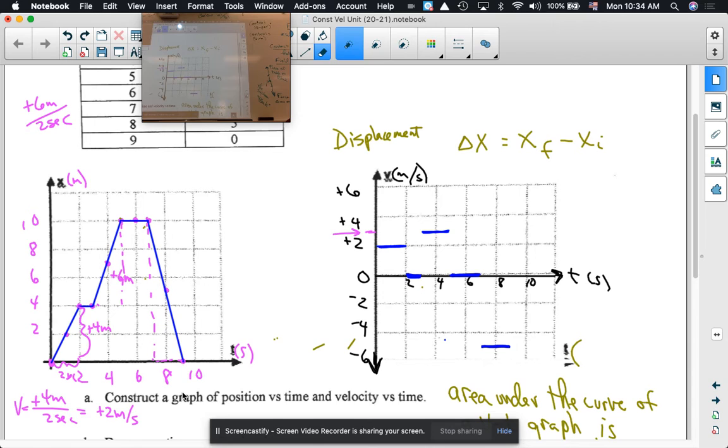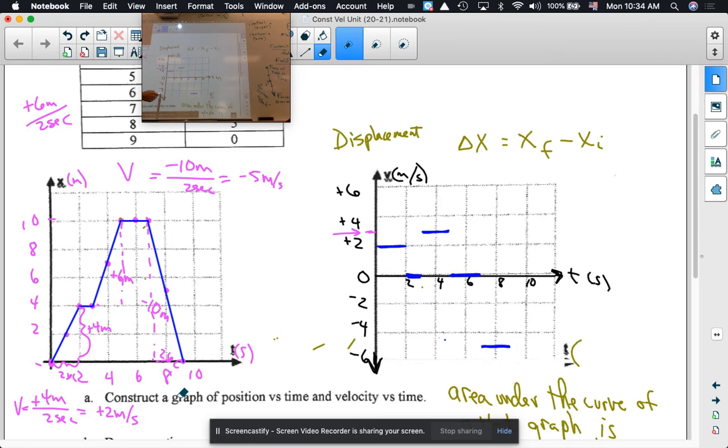That's 10. It starts at 10 meters, goes to 0. That's a change of negative 10 meters. Do you see that's a negative 10 meter change? Because when you go from 10 to 0, you're going down in the negative direction. And that took 2 seconds. So that's negative 10 meters over a 2-second time interval. Again, that's your velocity, your delta x over your delta t, and that is negative 5 meters per second.